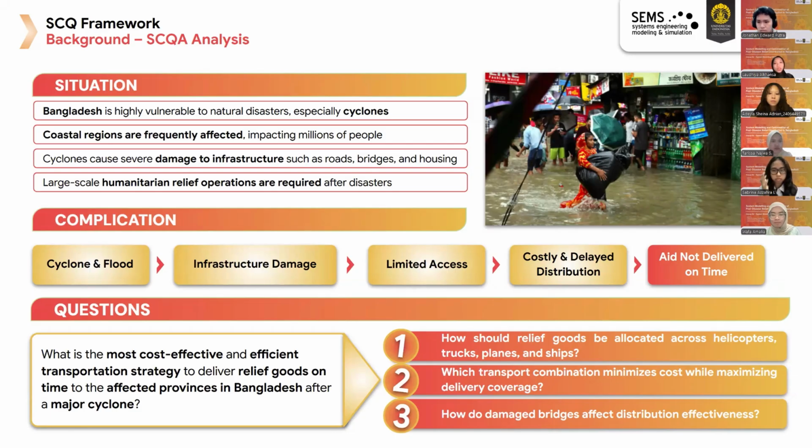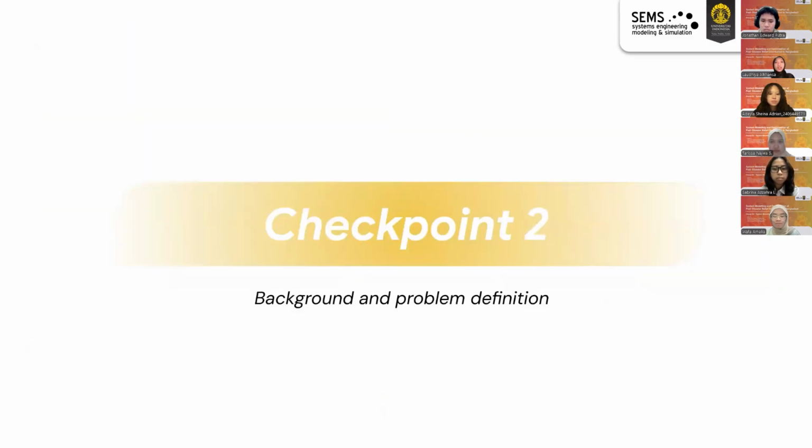And the question is, how can relief goods be distributed in the most cost-effective and efficient way after a major cyclone? To answer this question, we must determine the optimal allocation of transportation resources such as helicopters, trucks, planes, and ships. Next, the slide presents the core problem statement.